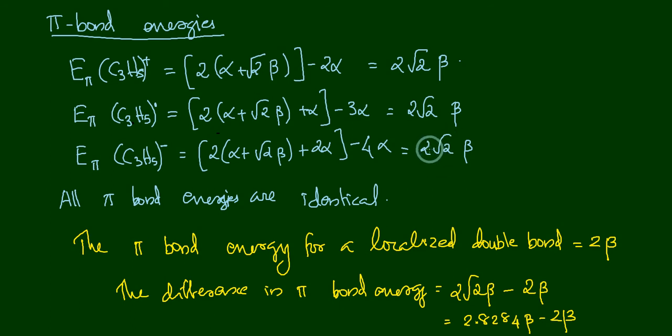So, now you can see that the pi bond energies are identical in all the cases, irrespective of whether it is a cation, anion or radical. The pi bond energies are 2 root 2 beta. In all cases, it is 2 root 2 beta. Okay.